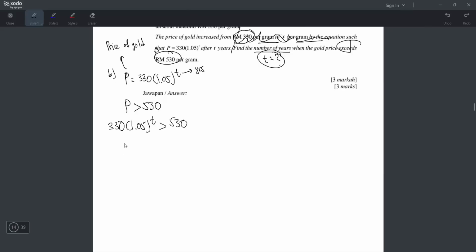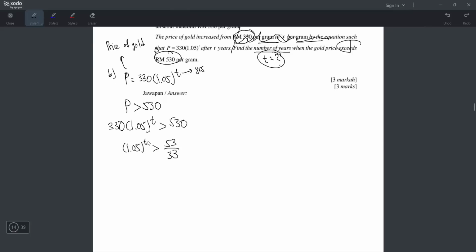So what we do is you move 330 first. The reason I move 330 is because I want a single base on both sides. Okay, what is 530 divide 330? 53 over 33. Okay, now you realize it becomes an indices question already.